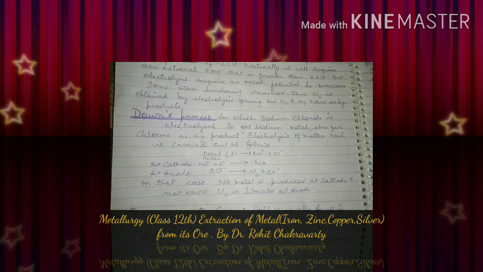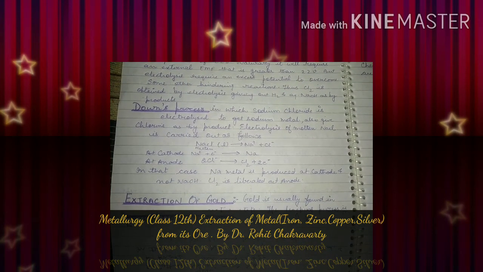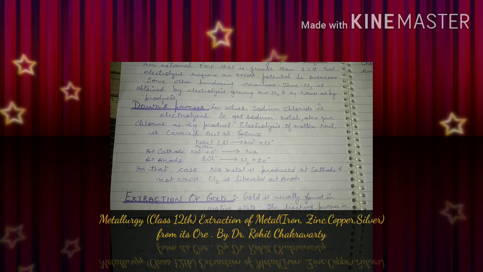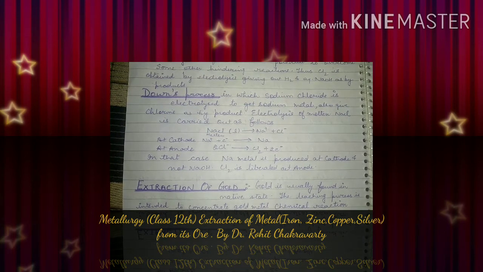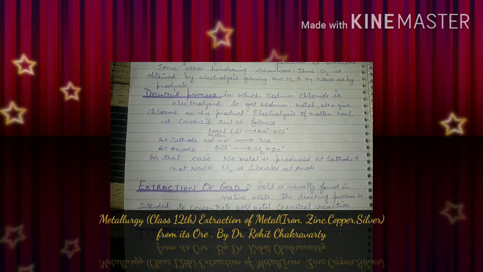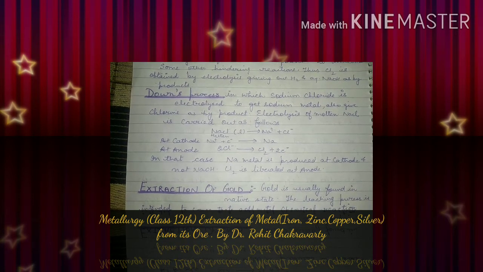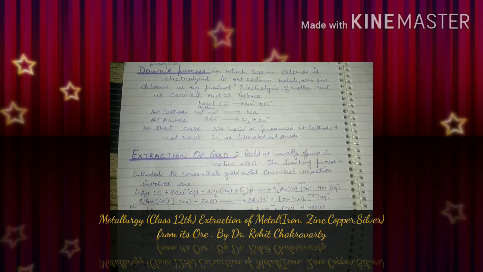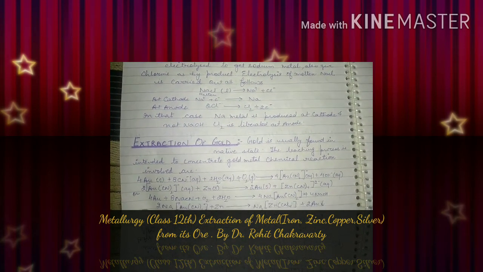Now talking about the Downs process, it is the process in which sodium chloride is electrolyzed to get sodium metal, and it also gives chlorine as a byproduct. So electrolysis of molten NaCl is carried out in this way. This is the scheme where you can see that at the cathode there will be a reduction and sodium metal will be obtained, and at the anode chlorine gas gets liberated. In that case, sodium metal is produced at the cathode and not NaOH, and chlorine is liberated at the anode.